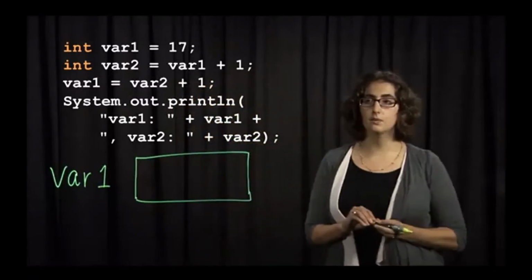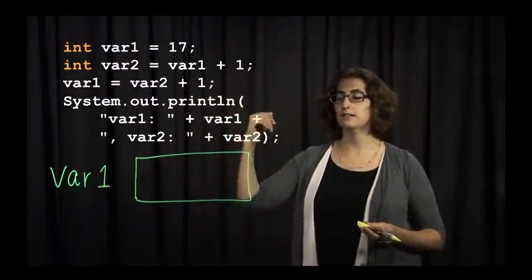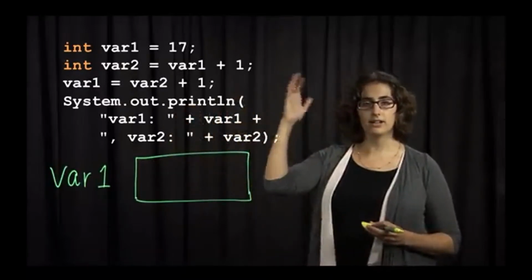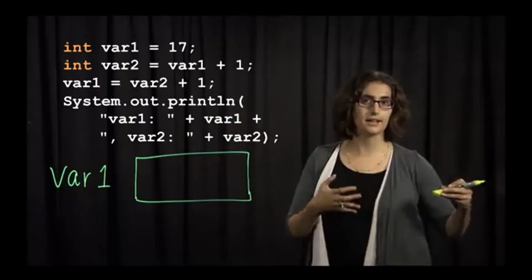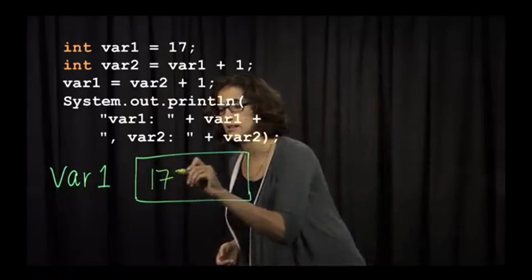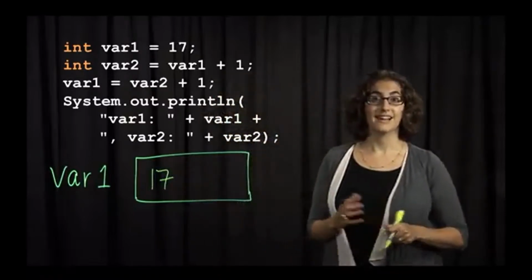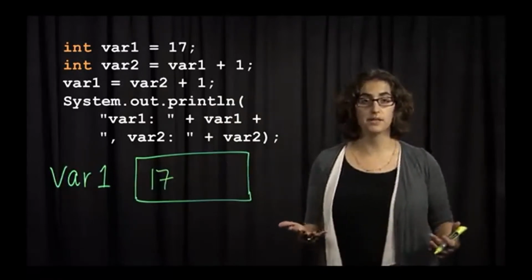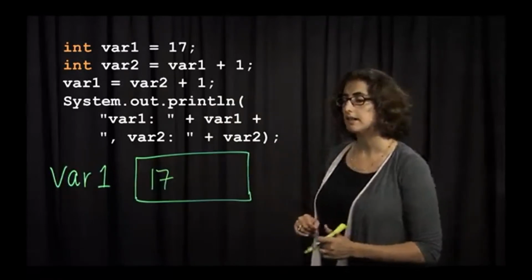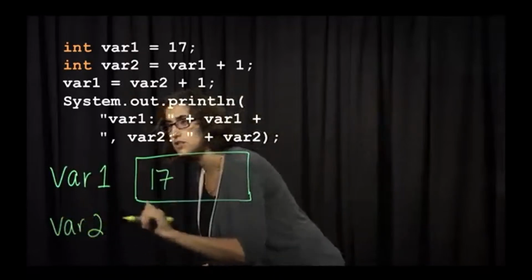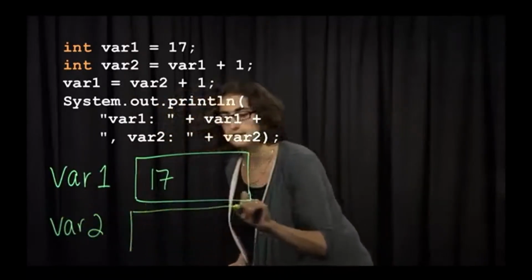Okay, so we've drawn var1 in our memory model, we've got a box for it, and the value that's being assigned is the right-hand side of the equals over there, which is 17. And so we put that in the box. Cool. Now we can move on to the second line, and in the second line we're declaring a new variable, so we have to update our memory model, which means that we need to write var2, our new variable that we just declared, and give it a box as well.